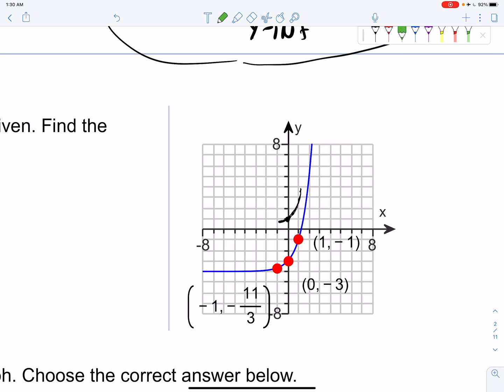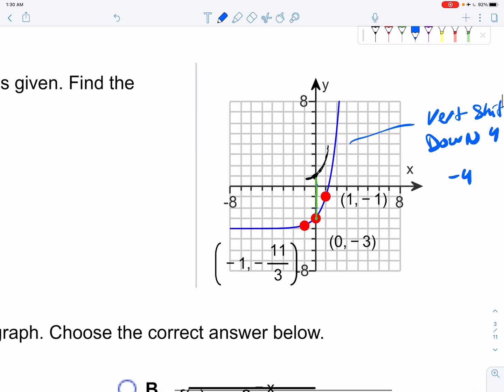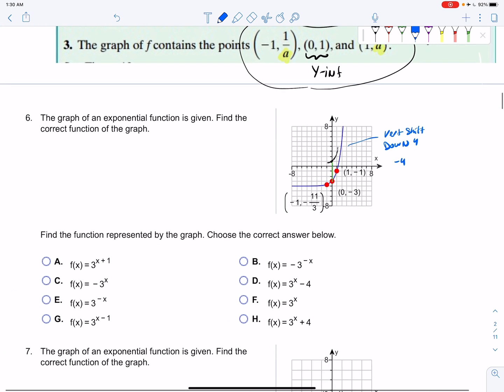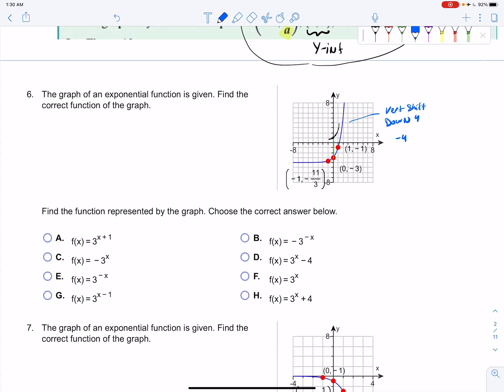And this guy is off by how much? It's down 1, 2, 3, 4. So compared to the parent graph, the blue one has a vertical shift of down 4. 1, 2, 3, 4. Down 4, so a negative 4. So you have a minus 4, and that'll help us try to identify. We should have an exponential function and then a minus 4. And the only one I see that actually has that is D, right?